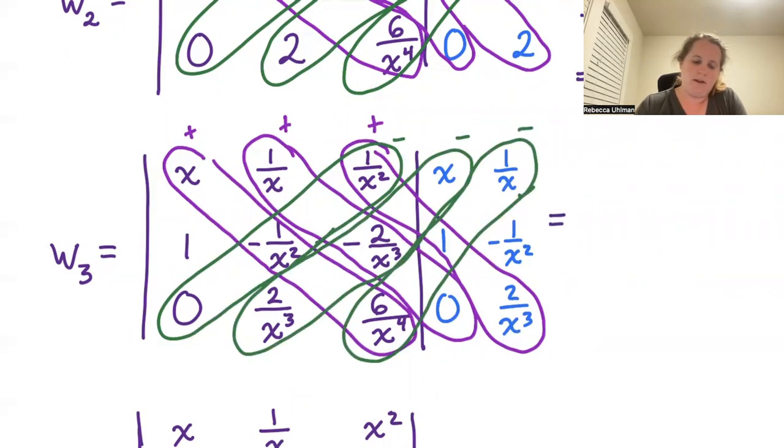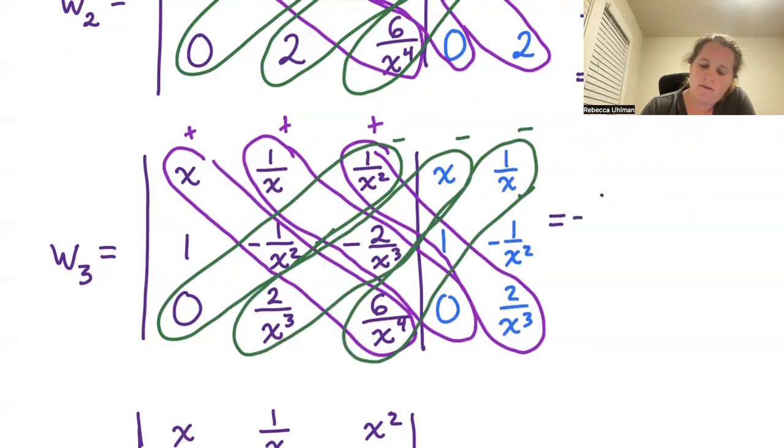And we are looking at that first diagonal, x times negative 1 over x squared would be negative 1 over x, times 6 over x to the fourth would be a negative 6 over x to the fifth. That second diagonal is just 0. The last forward diagonal, we have 1 over x squared times 1 times 2 over x cubed is a plus 2 over x to the fifth.